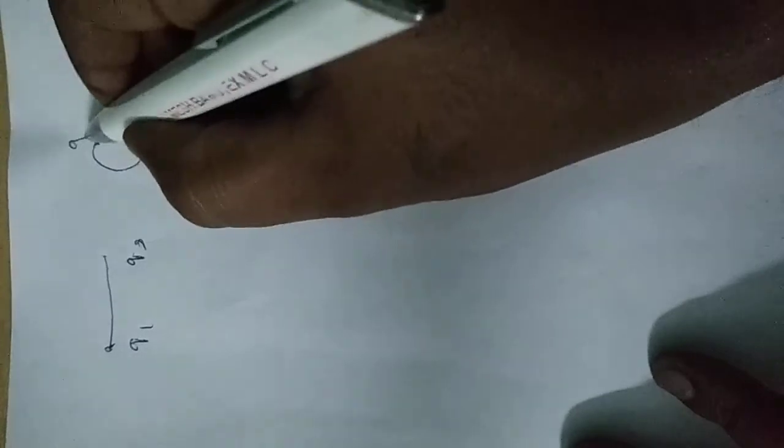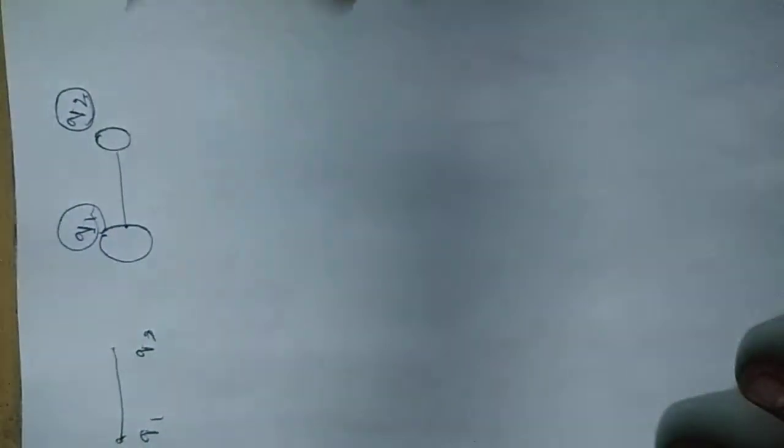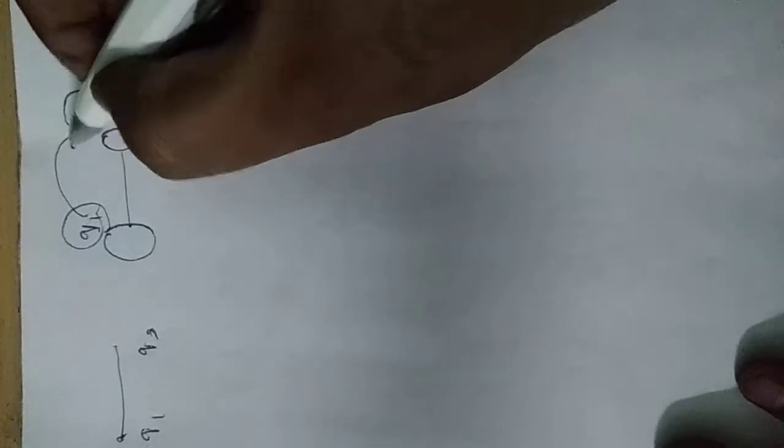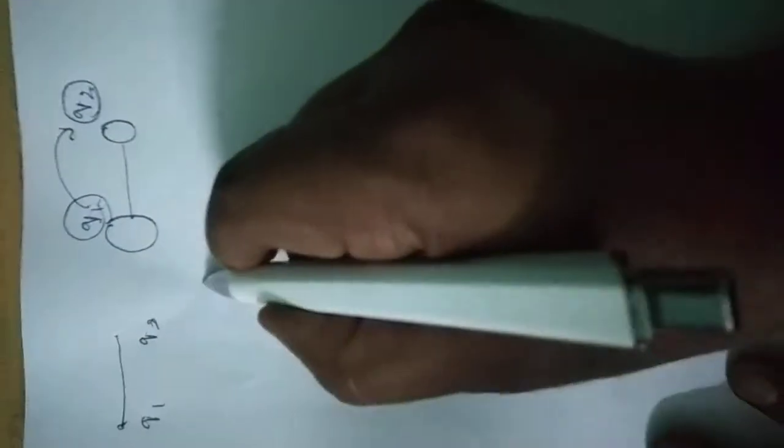For example, one more method is there: charging by conduction. Two charges we have, Q1 and Q2. Okay, this is Q1, this is Q2. So before contact, the charges on these are what? Q1 and Q2. If you make contact, what happens? The charge flows from the charged body to the uncharged body. Now what are the new charges?